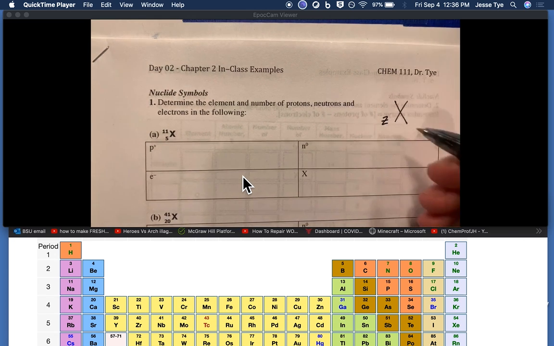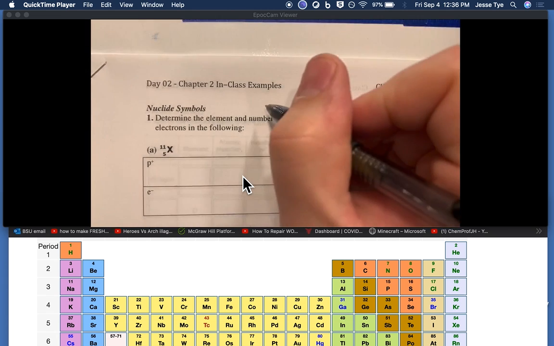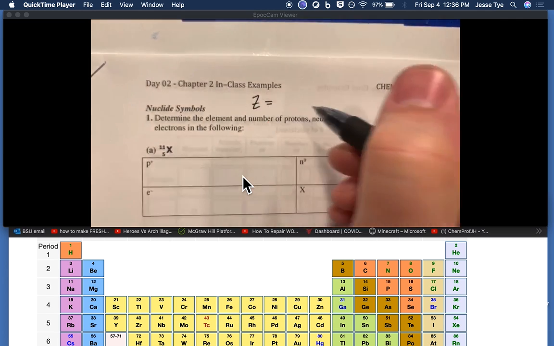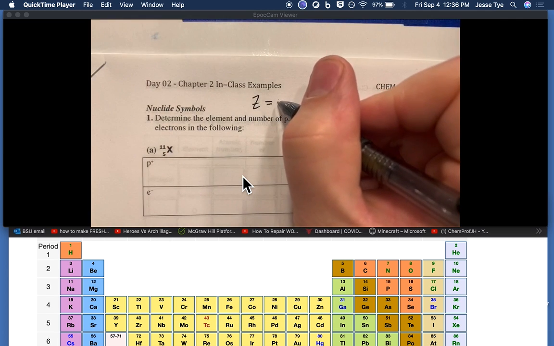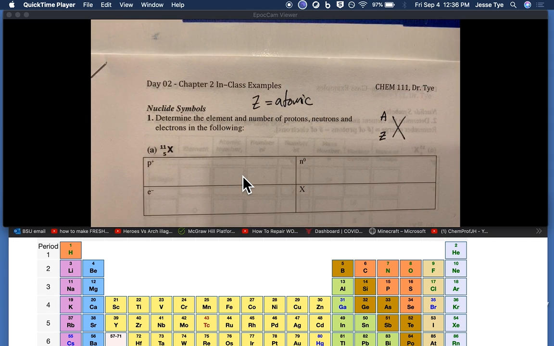We'll have what's down here at the bottom is labeled as Z, and what's up here at the top is labeled as A. Z is the atomic number. The atomic number is also available from the periodic table. So if we wanted to go ahead and cheat on this one, atomic number 5 is boron.